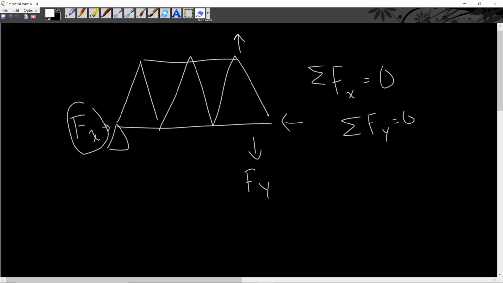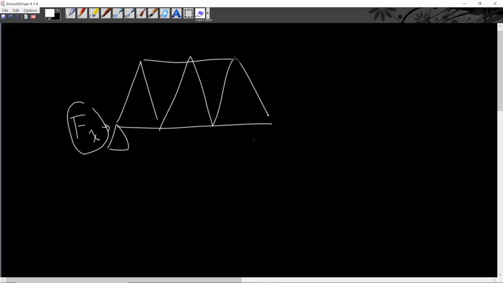And lastly, I'm not sure if this will come up, it most likely will, but a moment is a measure of a force's tendency. So we might even say this is Fm. It's the measure of a tendency for a body to rotate about a specific point.